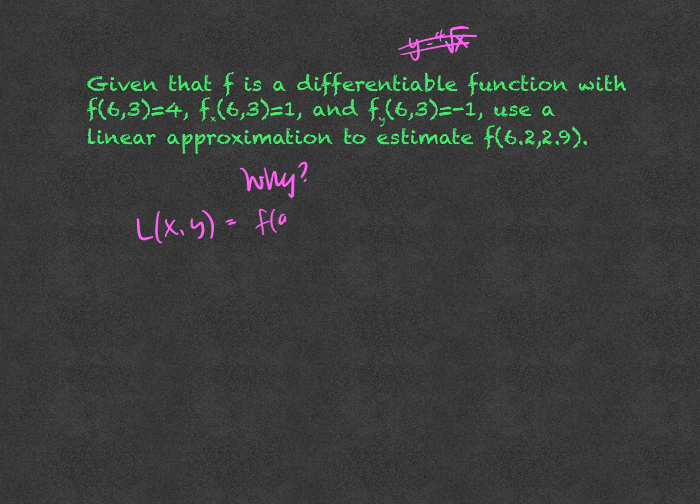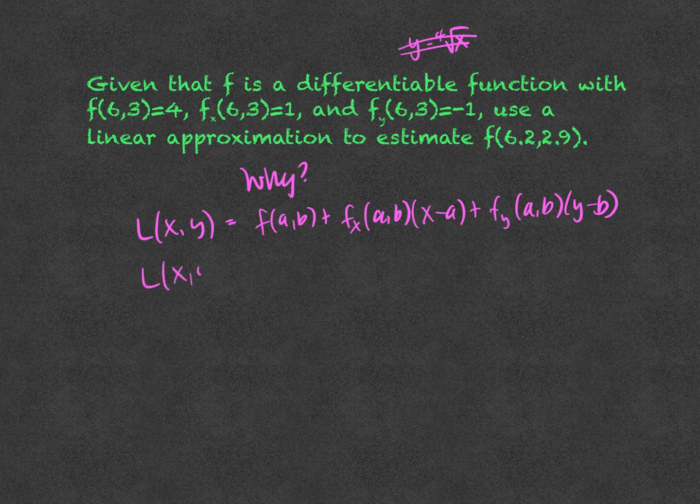We're going to do f of a, b plus the partial with respect to x at a, b times x minus a, plus the partial with respect to y at a, b times y minus b. So the linearization at x, y is equal to the value at a, b, which is 4, plus the partial with respect to x at a, b, which is 1, times x minus a, which is 6, plus the partial with respect to y at a, b, which is negative 1, times y minus 3.